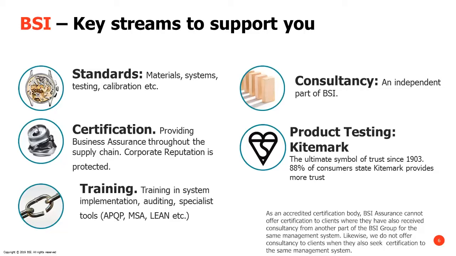And then we have product testing, the kite mark symbol, which has been around since 1903. And that provides a symbol of trust. And it's rather better than things like a CE mark, for example. The best example of the difference I can give you is that a CE mark for a fire extinguisher shows that the fire extinguisher is safe to use. What it doesn't assure you of is that it will put the fire out, whereas a kite mark does.